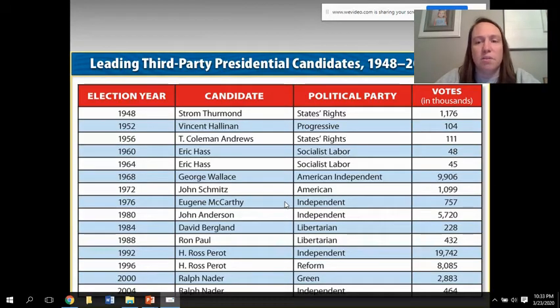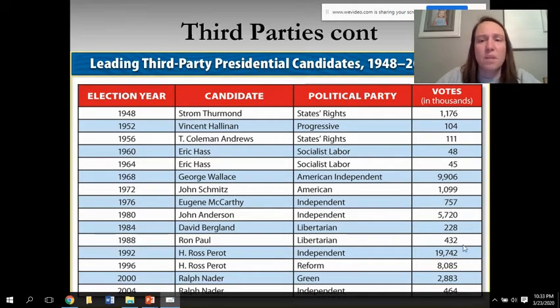There's a list of political candidates. Like I said, Ross Perot, this is not 19,000. This is actually in thousands. So this is 19 million. So he had 19 million people vote for him. In 1992, that was pretty big. As you can see, he's the third party candidate who's had the best showing ever.